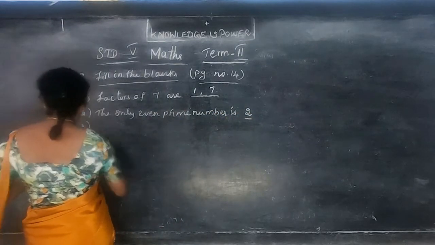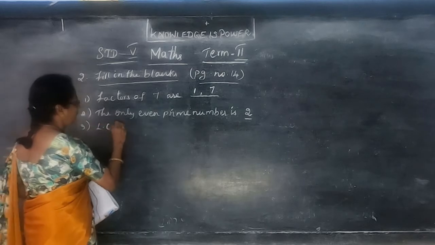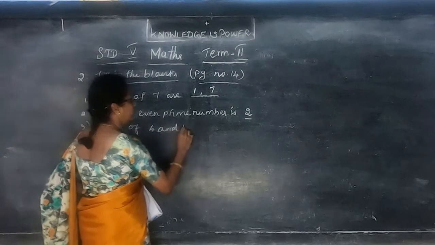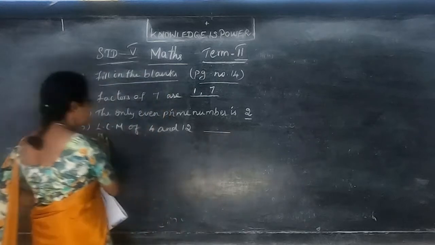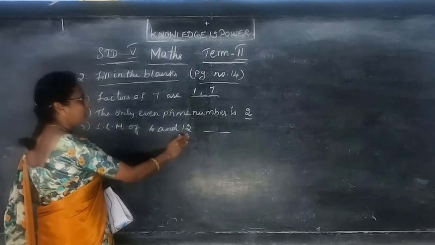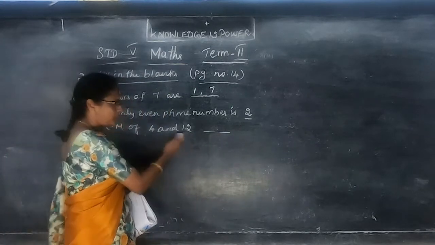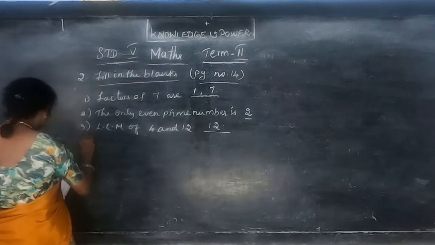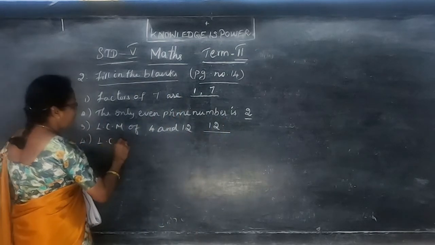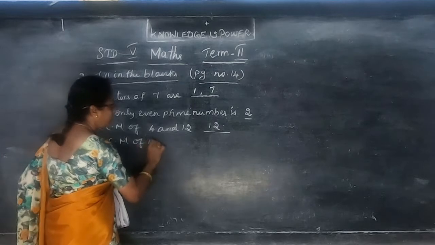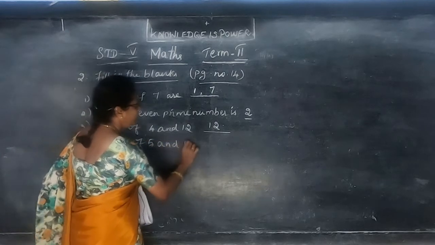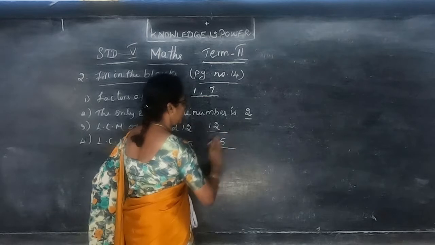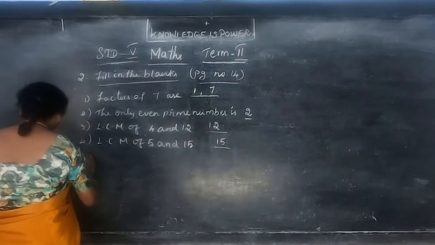Then the next one is LCM of 4 and 12. So LCM is least common multiple. For 4 and 12, 4 tables and 12 tables, so we can put 12 as the answer. Then LCM of 5 and 15. 5 threes are 15, 15 ones are 15. So the answer is 15.